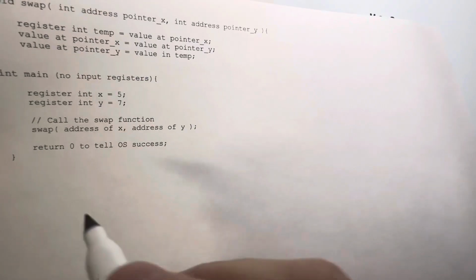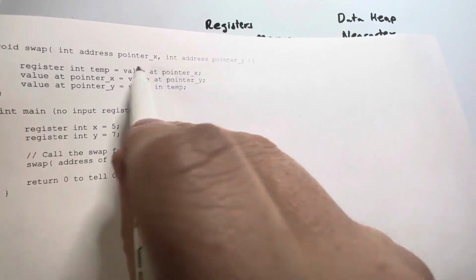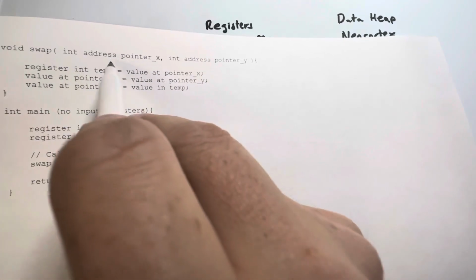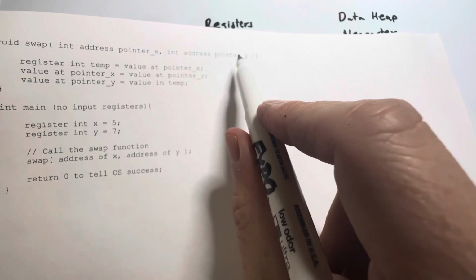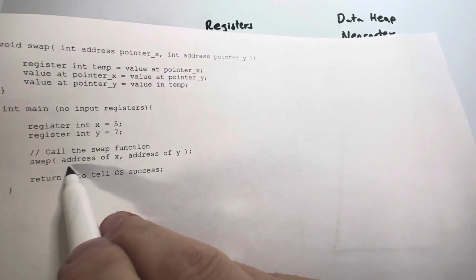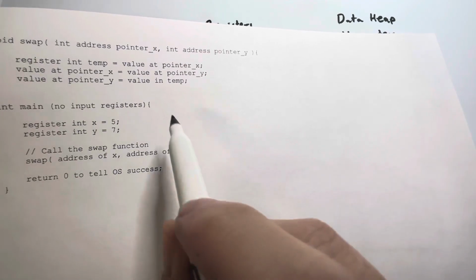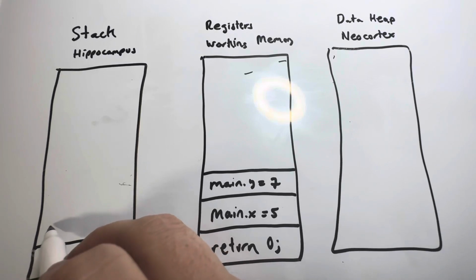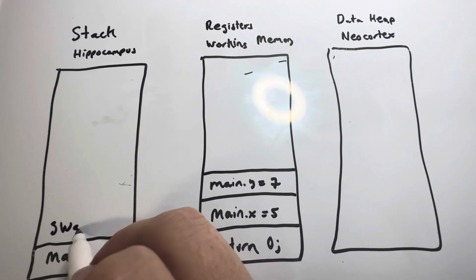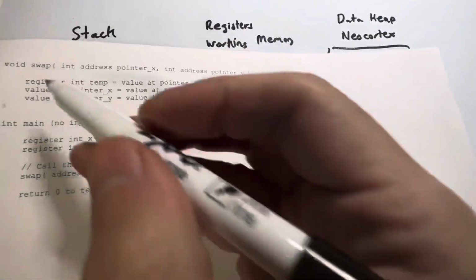So now we create a swap function. Swap, we have registers, but they contain the address of pointer x and the address of pointer y. So what does this mean? We stored the value of the address of x and the value of the address of y in these values that we're pointing to. So we call a function swap.